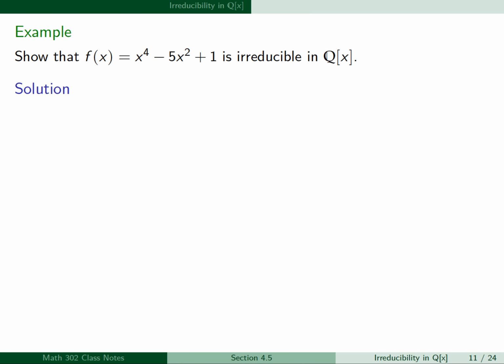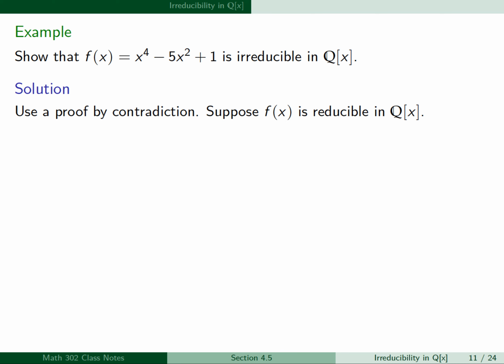As an example of how we can apply this theorem, we can show that the polynomial f(x) equal x to the fourth minus 5x squared plus 1 is irreducible in Q[x]. We'll use a proof by contradiction. So suppose f(x) is reducible in Q[x]. We then need to derive a contradiction.